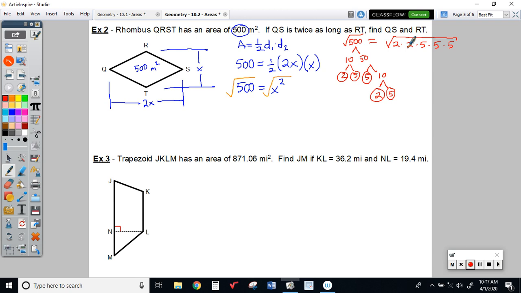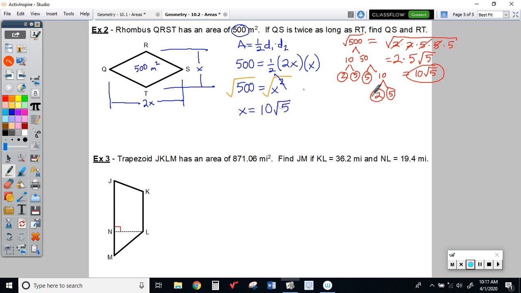Look for any pairs. You've got a pair of 2s, so that could come out, square root of 2 times 2 as a single 2. And then you've got a pair of 5s here, so you could take out a 5. Square root of 5 times 5 is just 5, and then you have a 5 left on the inside there. So in simplified radical form, exact value, 10 root 5 is what the square root of 500 is equivalent to. And then x squared, square root of that, that's going to cancel. So you've got x is equal to 10 root 5.